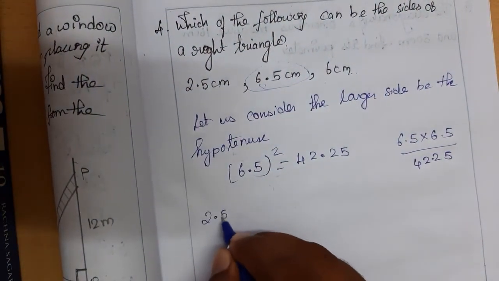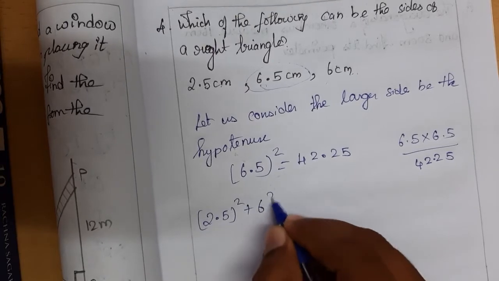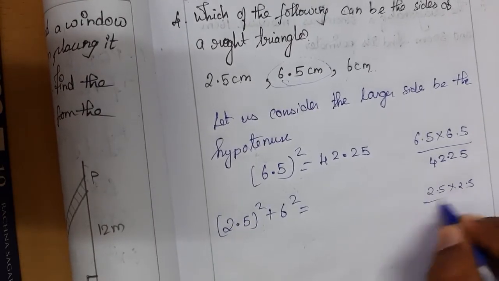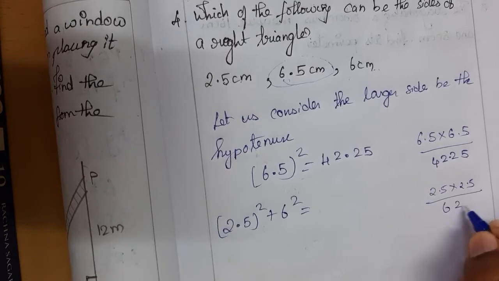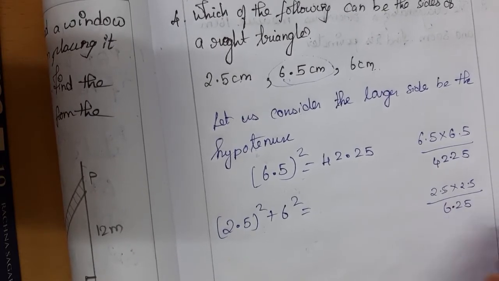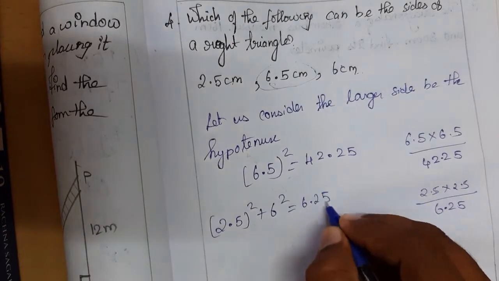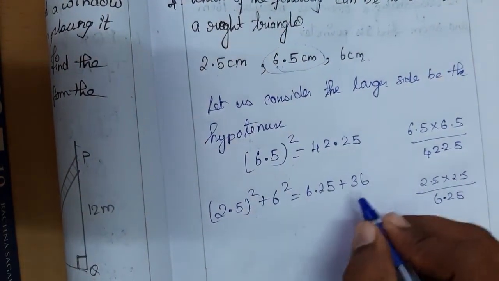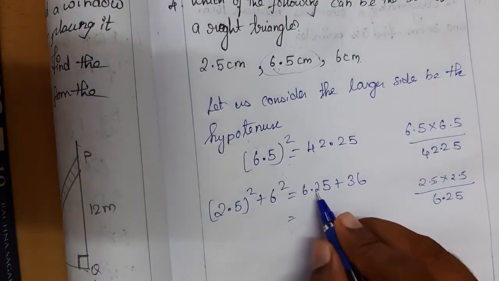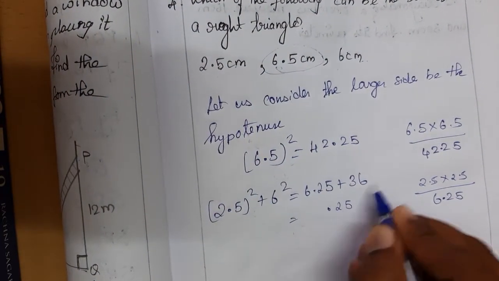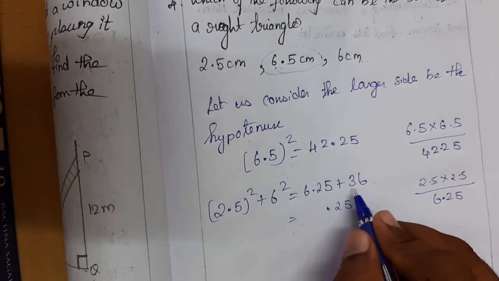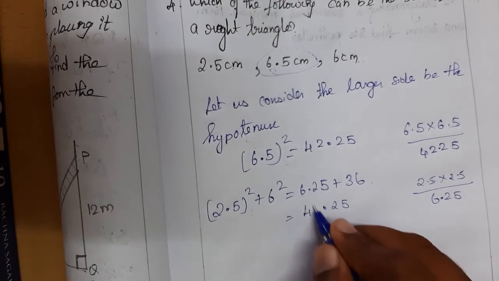So 2.5 the whole square plus 6 square. 2.5 whole square means 2.5 into 2.5, that means 25 into 25 we will be getting as 625, and with 2 decimal points we will be getting 6.25. Plus 6 square is 36, 6 sixes are 36. So if you add this, we will be getting 42.25.